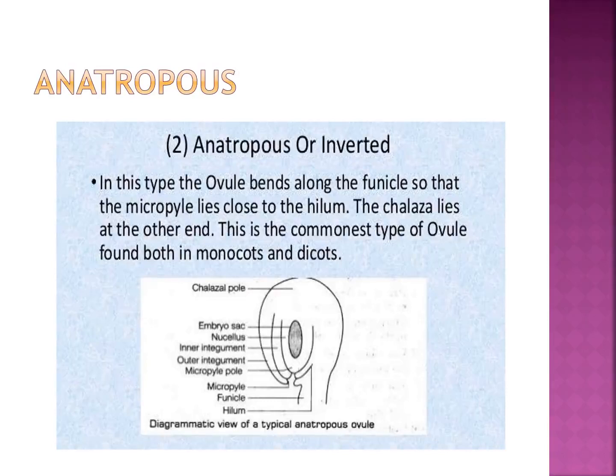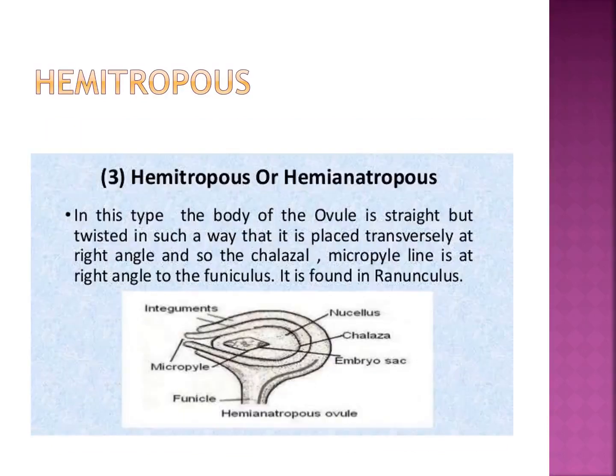Next one. This is another type, hemitropous. In this type, the body of the ovule is straight but twisted in such a way that it is placed transversely at a right angle. So the chalaza and micropyle are at a right angle to the funicle. It is found in Ranunculus. Look at the picture. First the integuments, inner and outer layers, then the micropyle, then nucellus, chalaza, embryo sac and funicle.